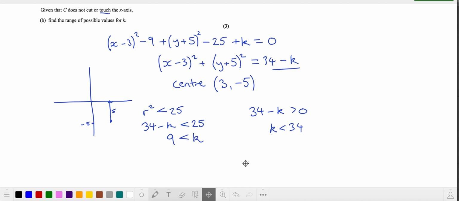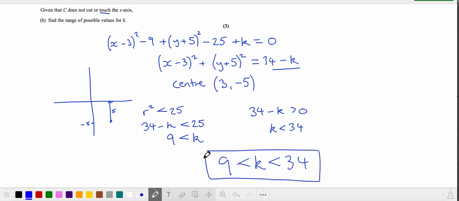So k is greater than 9, k is less than 34. We can just put that into one composite inequality: 9 is less than k, which is less than 34. And that's the range of possible values of k.